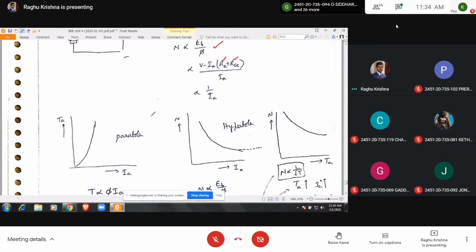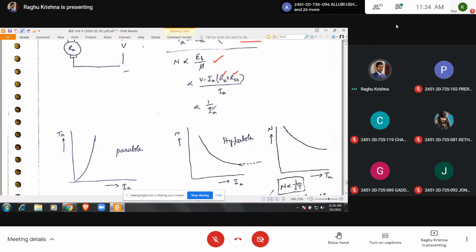Next, speed is proportional to 1 by Ia. Speed is inversely proportional to Ia. That means if Ia increases, what happens? If Ia increases, speed decreases, right? So here N is proportional to 1 by Ia. If Ia increases, speed reduces, so as Ia increases, speed reduces. You are going to get a hyperbola.